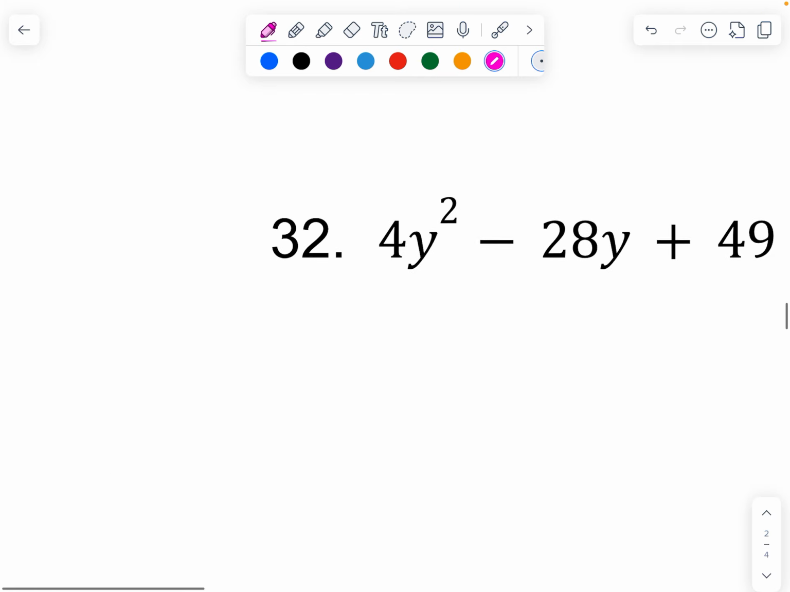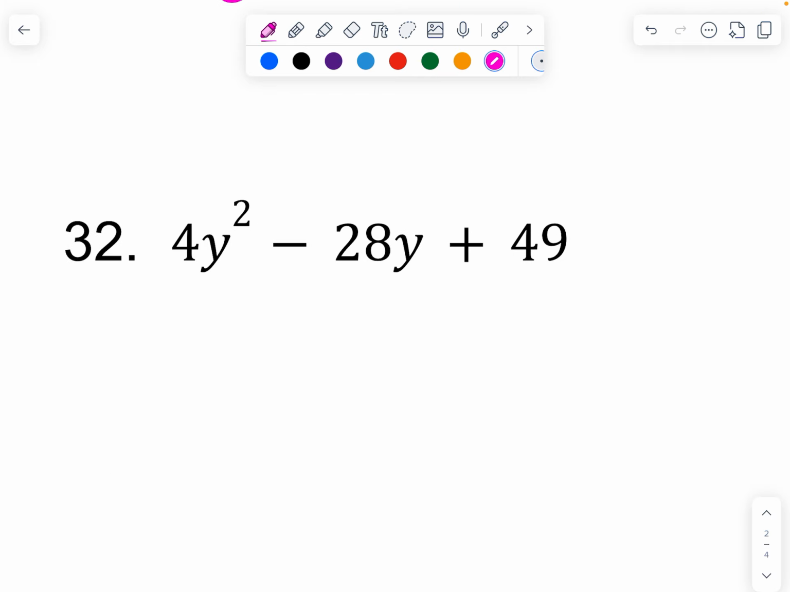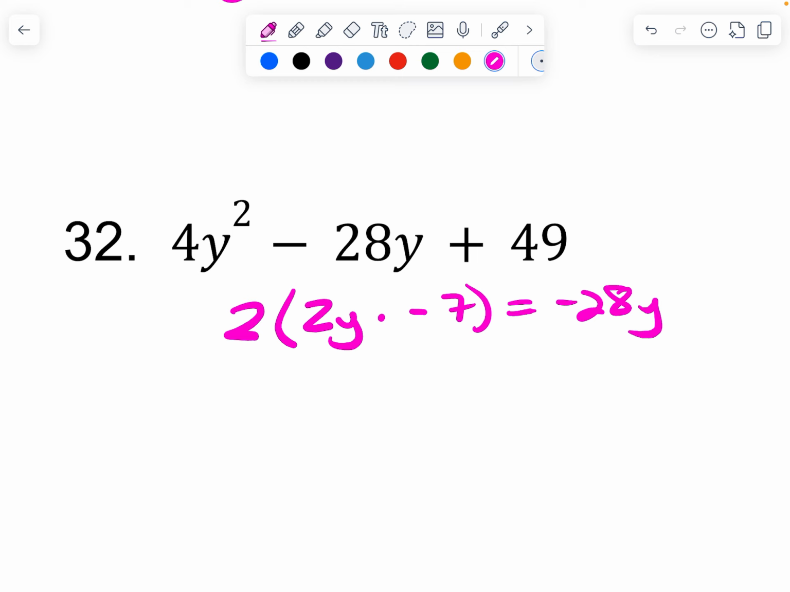Okay, so this one, is the first a perfect square, is the last a perfect square. In the middle, if I take 2y times negative 7, will I get negative 28? I will get negative 28y, so that means that this is 2y minus 7 all squared.